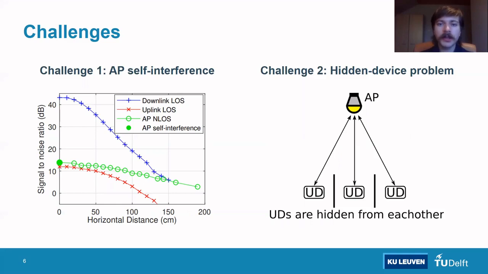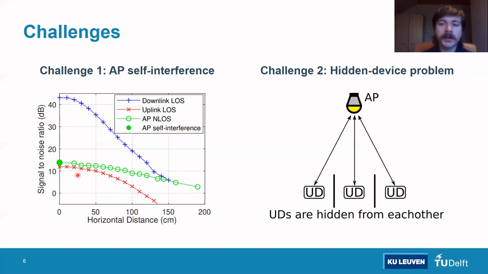To make this all work, however, there are still 2 big challenges that need to be addressed. Firstly, this figure on the left shows a measurement on our testbed of the received signal strength depending on the horizontal distance between a transmitter and a receiver. The green solid dot on the left is the signal strength when the horizontal distance between the AP LED and its own photodiode is close to 0. So this is what we call the AP self-interference. The red curve is the signal strength of the uplink signal. As you can see, the uplink signal is much weaker than the AP self-interference. This means that full duplex communication would be impossible if the self-interference is not addressed.